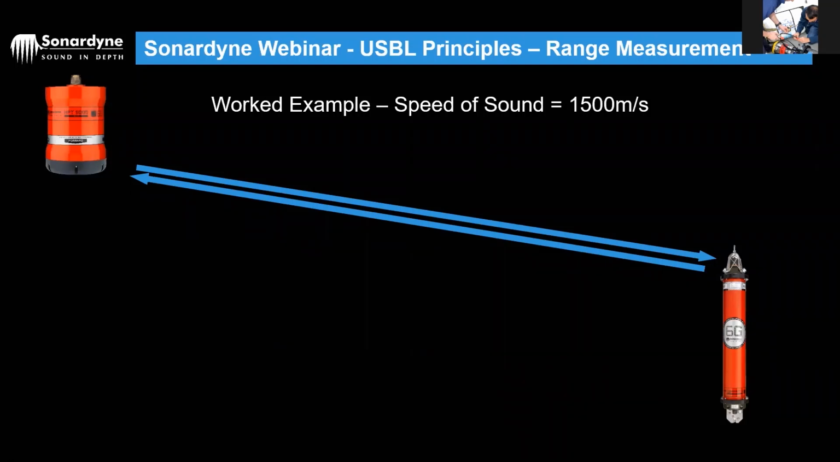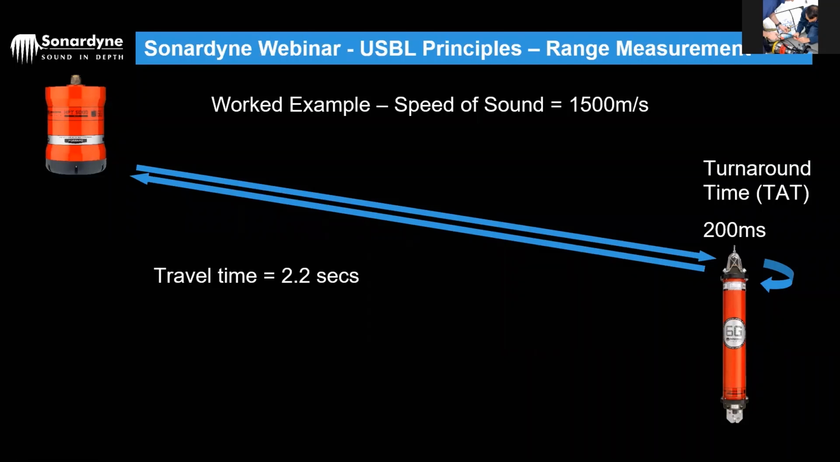We basically give it a turnaround time. We tell it how long to wait before it sends a response back. So it detects a signal and starts its own little internal clock. As soon as the turnaround time has elapsed, and I've just put an example here of 200 milliseconds, it sends the response straight back to the transceiver. So then at the ship end, or the vessel end, that total travel time is now 2.2 seconds in this example.